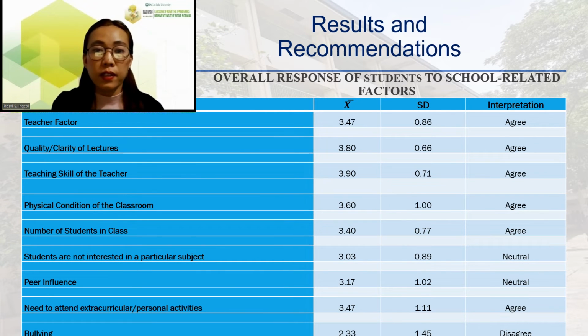On the other hand, this is the overall response of students to school-related factors. Students agreed that teacher factor, quality or clarity of lectures, teaching skill of the teacher, physical condition of the classroom, number of students in class, and need to attend extracurricular or personal activities affect students' attendance. But students disagreed on bullying, while students are neutral on not being interested in a particular subject and peer influence.